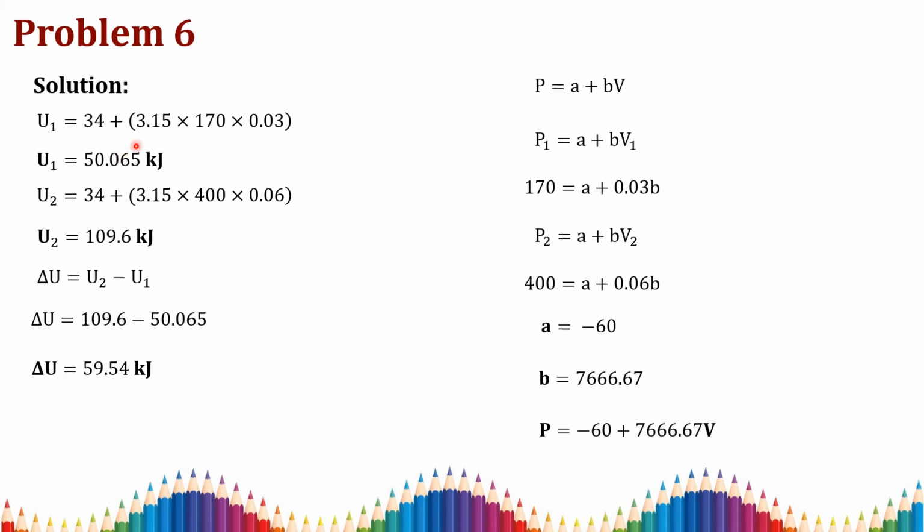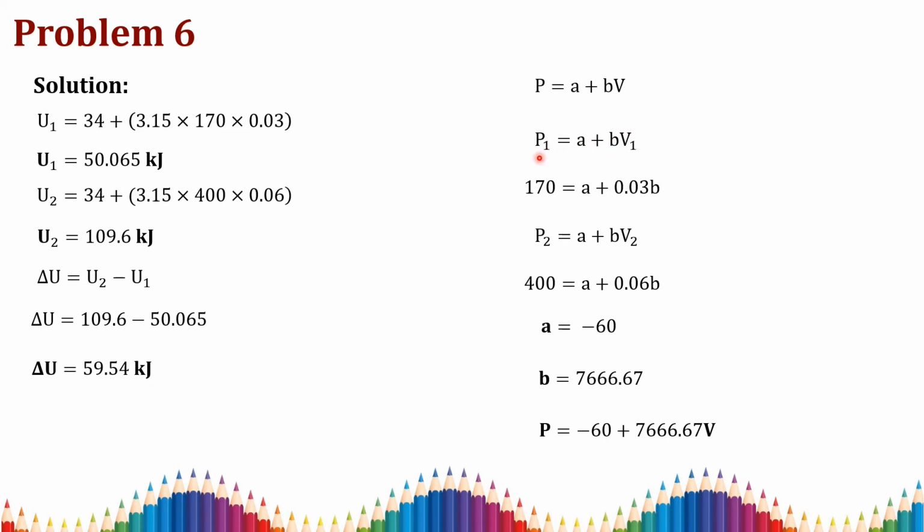Another relation given is the linear function P is equal to A plus BV. A and B are constants, P is pressure and V is volume. As I said earlier, we need to find these two constants A and B. How can we find them? By applying the initial state, I can rewrite this equation as P1 is equal to A plus B into V1.